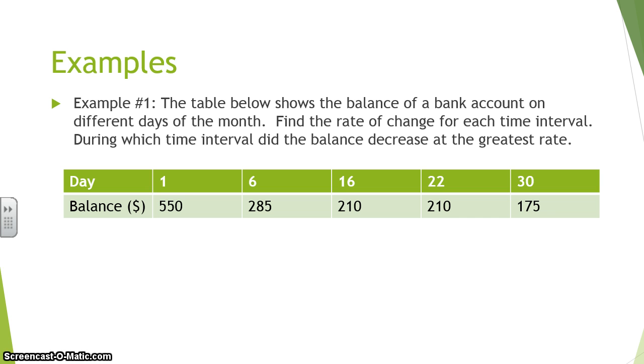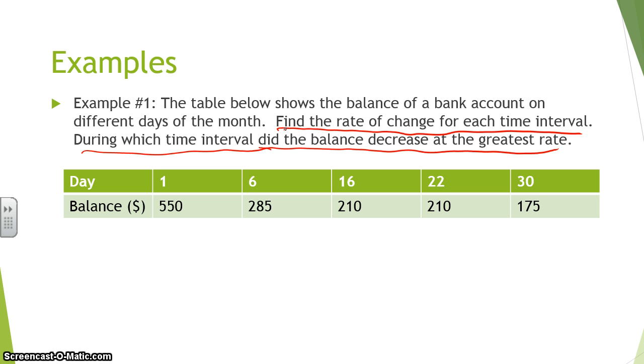Let's get started with some examples here. So example number 1, it says the table below shows the balance of a bank account on different days of the month. Find the rate of change for each time interval. During which time interval did the balance decrease at the greatest rate? So what we're doing in this example here is we're answering two parts. We're first going to find the rate of change for each of the time intervals, and then we're going to answer the question, at what time did the balance decrease at the greatest rate?